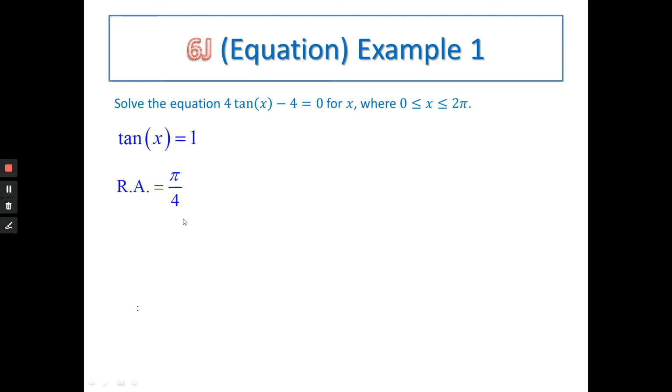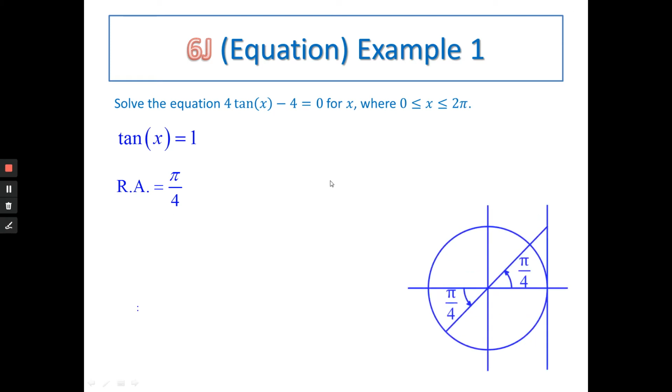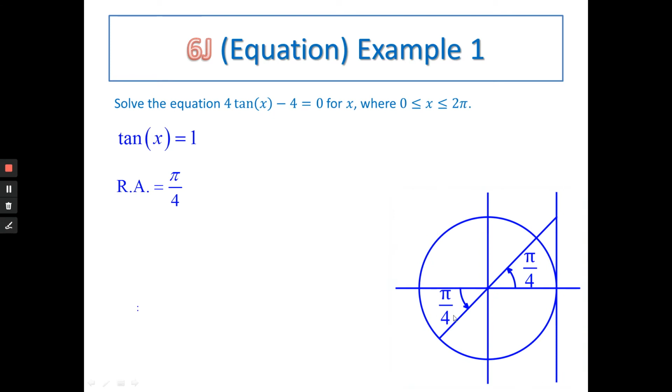Once you get the reference angle of pi on 4, you then draw a unit circle with the angle pi on 4 marked on it. But before you do that, you probably should look at the quadrants in which tan is positive. Tan is positive in the first and the third quadrant. So let's get started in getting our solutions. The first solution is in quadrant 1, and the x value for that is simply pi on 4. Nice and easy.